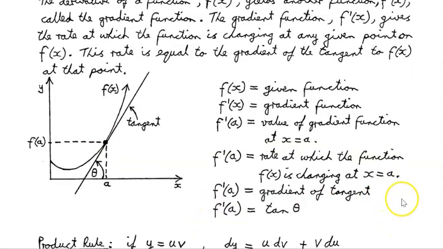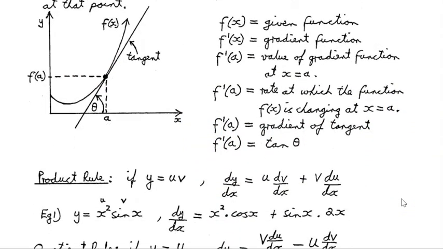All right, now let's have a look at the product rule. If some function y is a product of two parts, u and v, two terms multiplied together, then dy dx by the product rule is u times dv dx plus v times du dx. Because y is a function of x, I should have put in there y equals y of x.